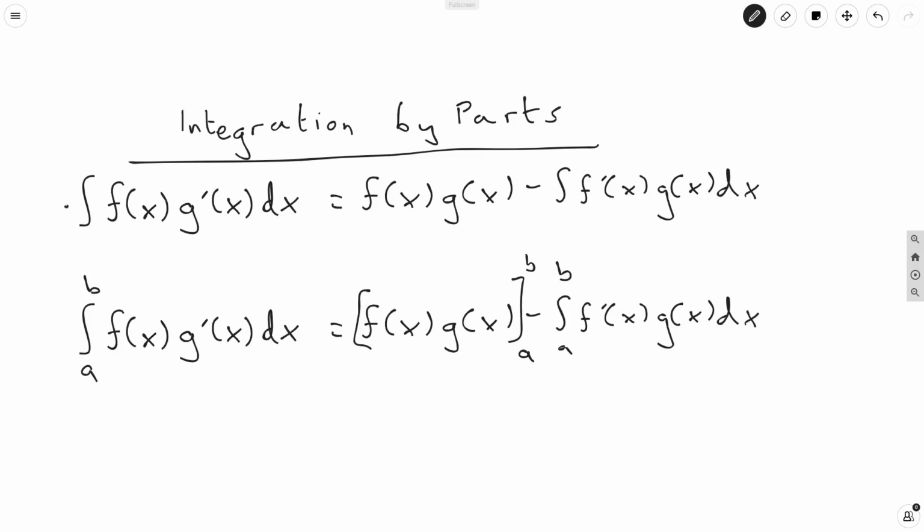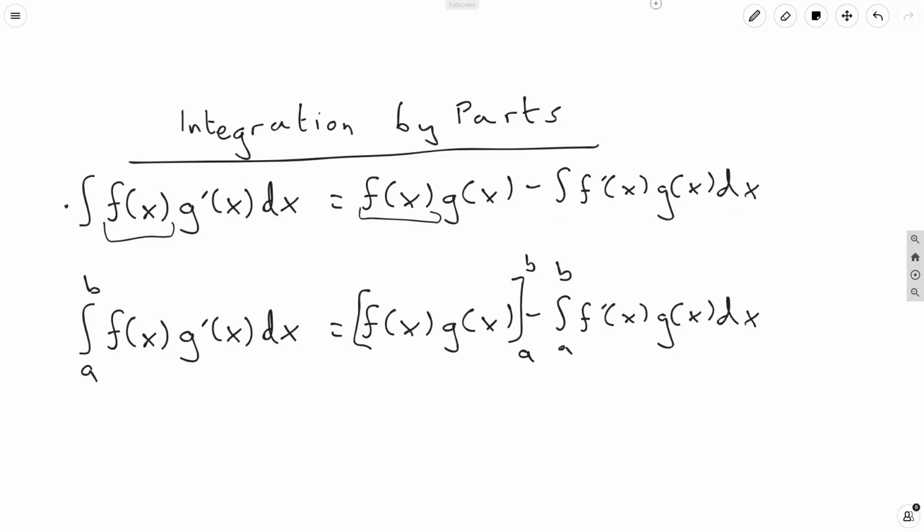It says that if we have the integral of f of x times g prime of x, so g prime is the derivative of some function g, then this indefinite integral is equal to f of x times g of x minus the integral of f prime of x g of x. So it comes out as the product of f of x and g of x, where g is some antiderivative of g prime, minus the same integral as the first, except now instead of differentiating g, we're differentiating f, okay?